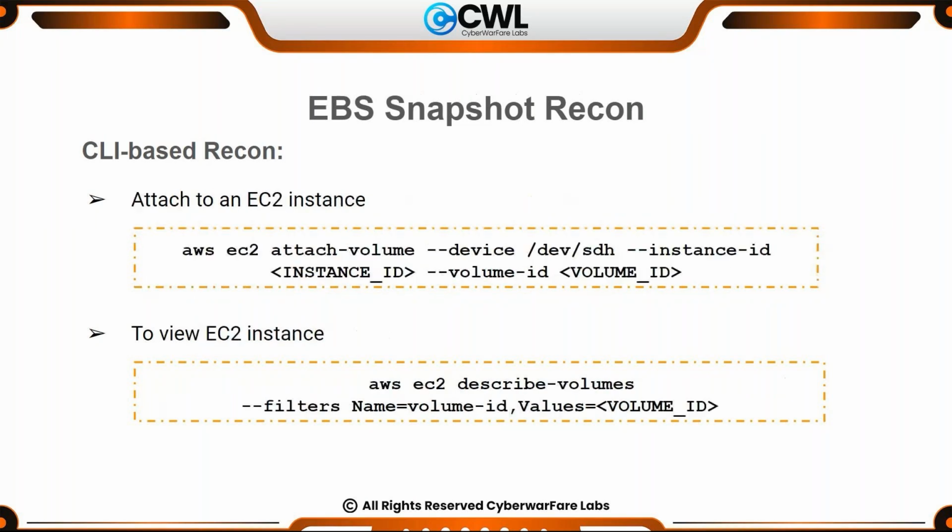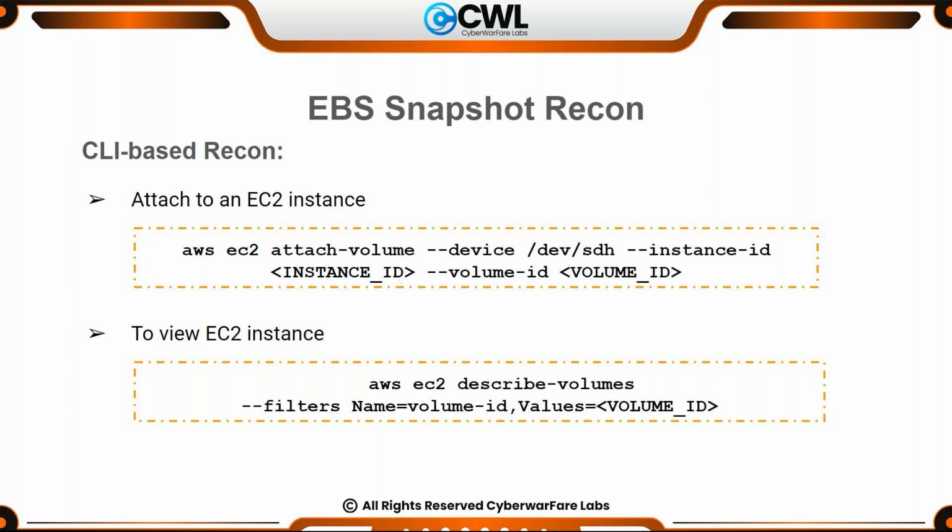Now, after creating the volume, we have to attach the volume to our EC2 instance. So the first command here attaches a specified EBS volume that we have created just now to a specified EC2 instance as a block storage device. Here we need to provide the volume ID and the instance ID.